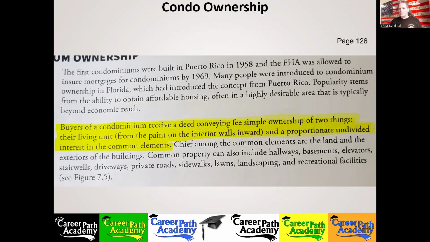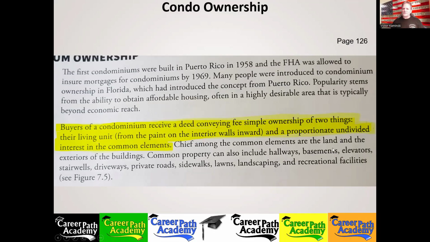Look, in Florida it's popular. You want to get a beachfront property, it can be expensive, right? But condominium made that more obtainable rather than having a single family house and enough property to put that on. Right? So buyers of condominiums receive a deed conveying fee simple ownership of two things: their living unit from the paint on the interior walls inward, and a proportionate, undivided interest in the common area elements.